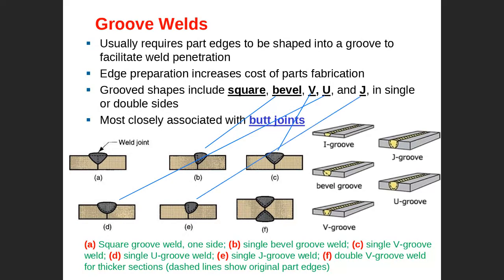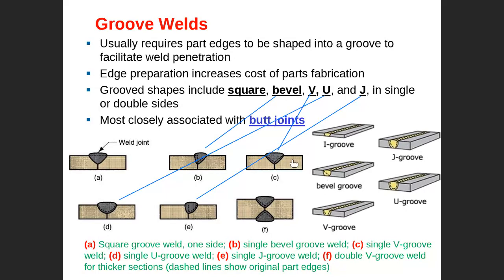The last one is a double V. Double V: V up and V down. Then this is square. This is bevel, bevel like here. This is a V shape. This is a U shape. This is a J. J has two sides, maybe J on this side or the other. This is double V. This is a 3D view of this one. And then you put the weld here.